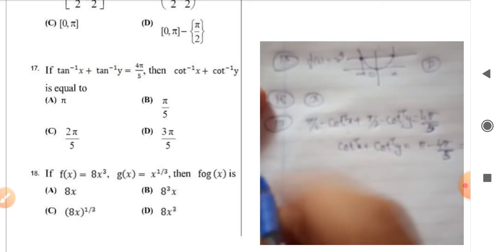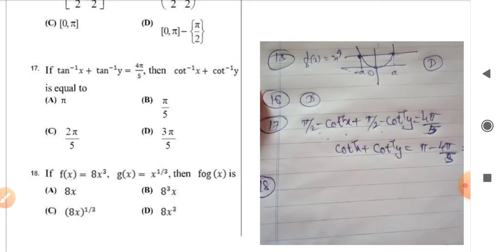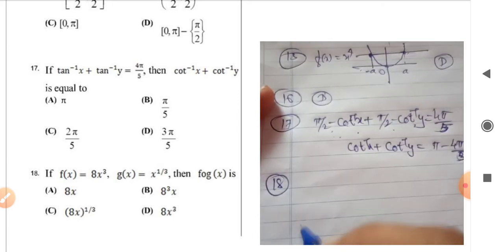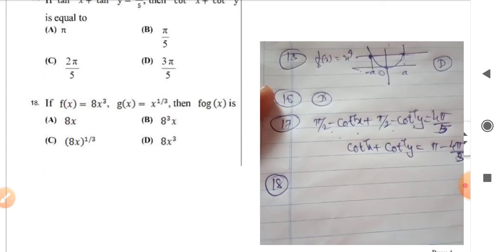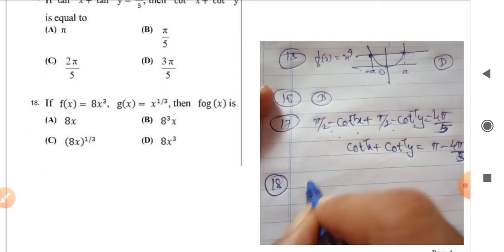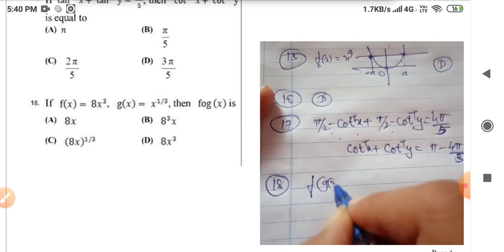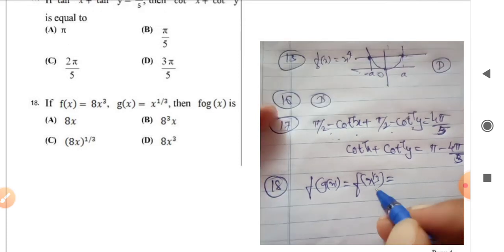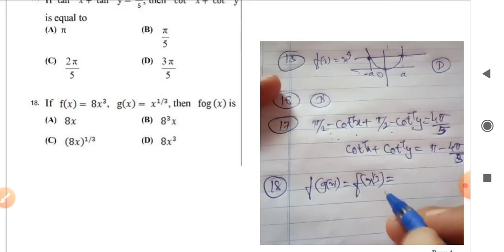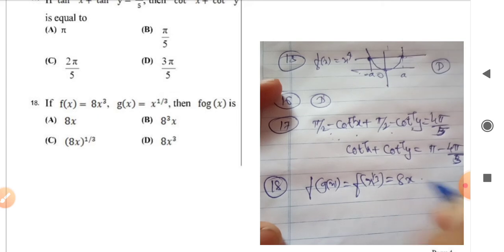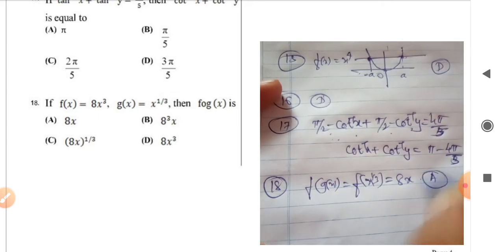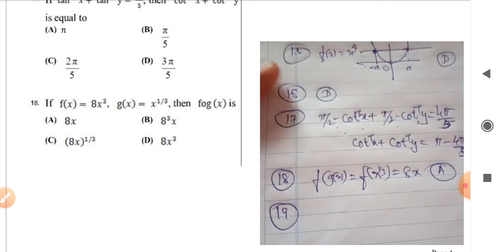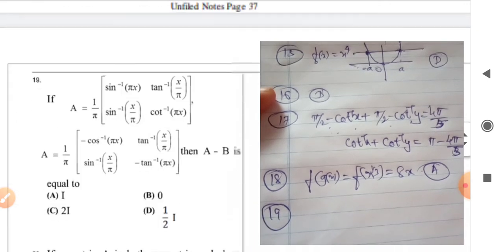Next one, 18th problem. The 18th problem is very simple. They are asking about f of x equal to 8x cube and g of x equal to x raised to 1 by 3. You directly go with f of g of x here. What is f of g of x? f of x raised to 1 by 3. And what they are saying here, f of anything is always the same as 8 times that thing cubed. So that means 8 times x. So the answer becomes A here. Finish. So 19th question, let us go.